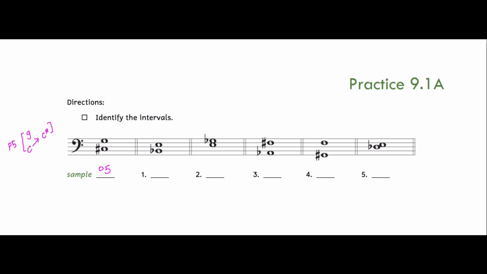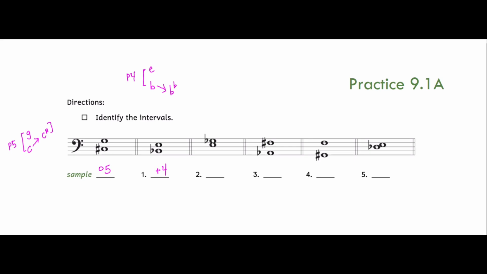Go ahead and do numbers 1 through 5 on your own, pause the video, and press play when you're ready. All right, number 1. So I know B to E is a perfect fourth. We can write 4 here. Because the notes are not B to F and the accidentals match. This time, this B is lowered to B flat to make the interval bigger. So the interval bigger than a perfect fourth is an augmented fourth.